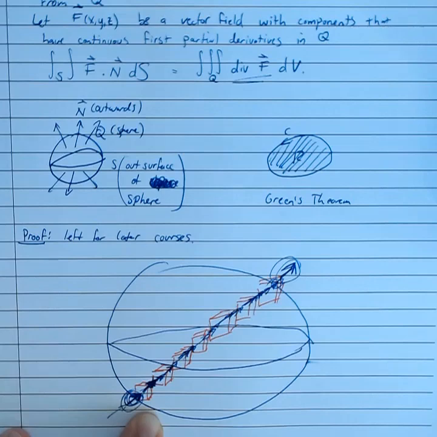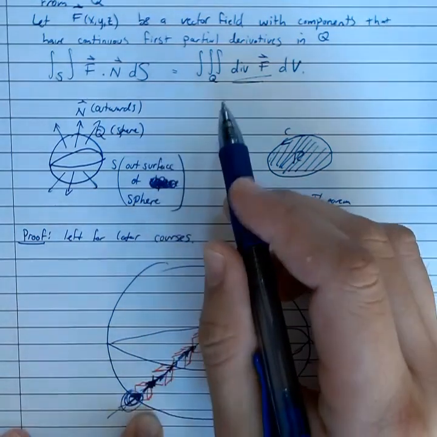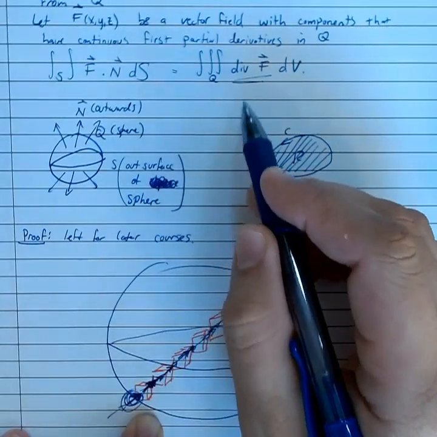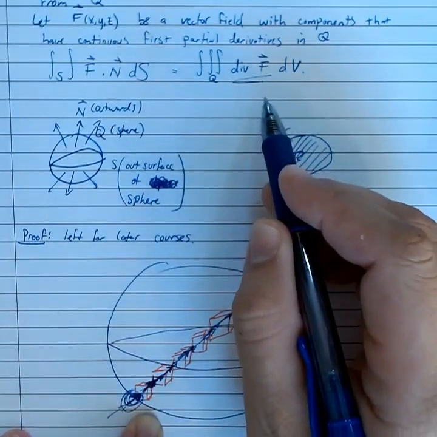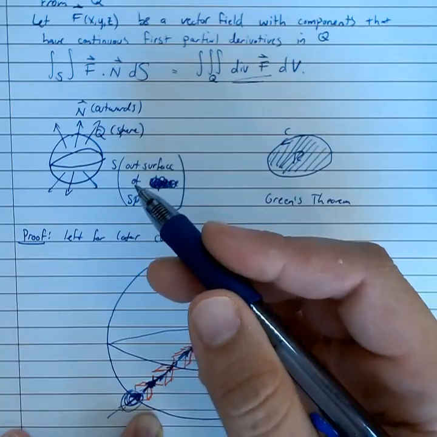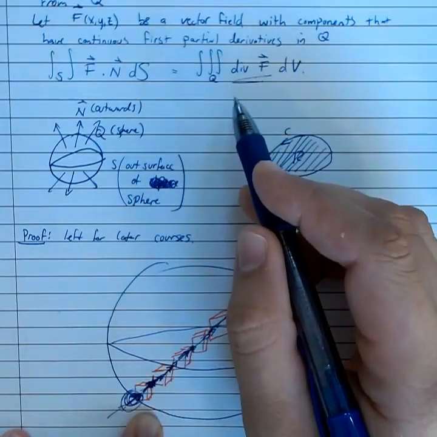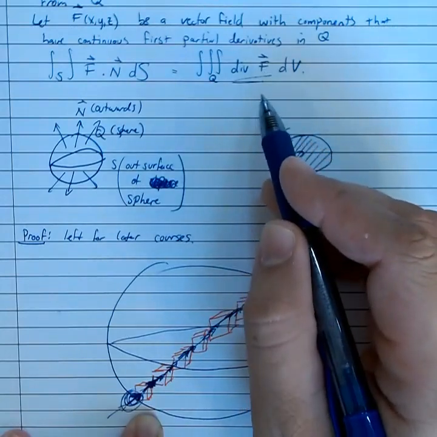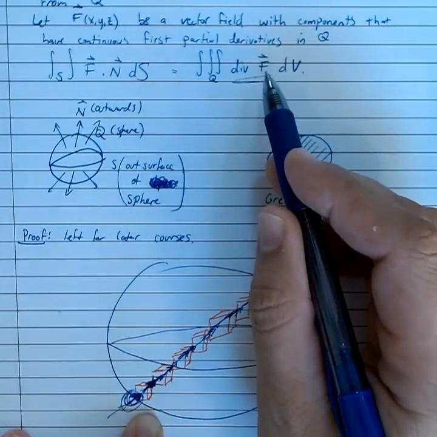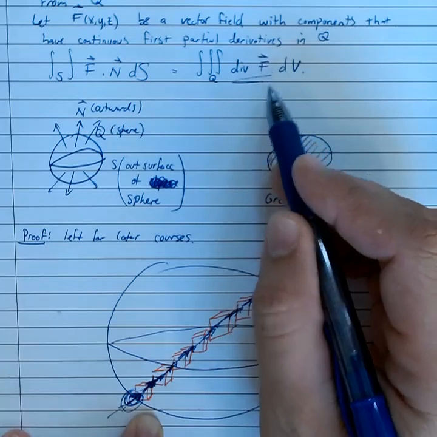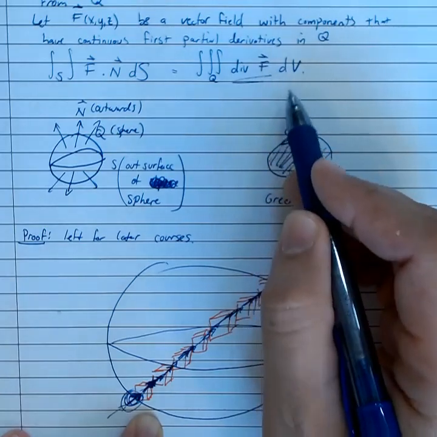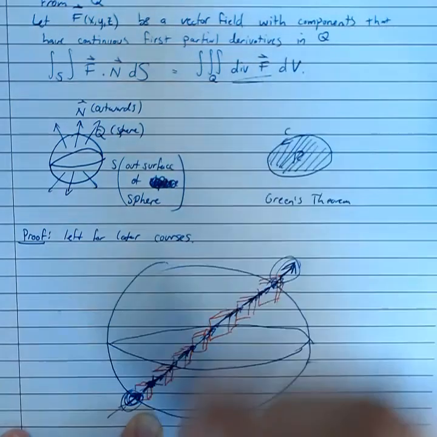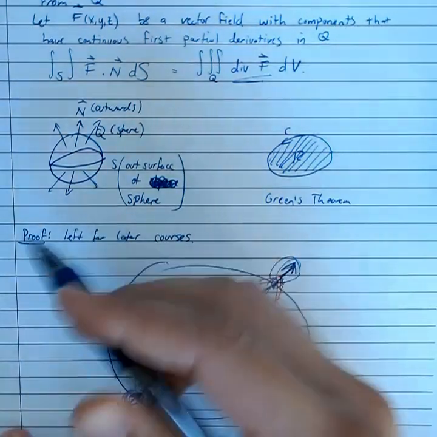Well, we know the divergence of F. It's just the differential operator del dot F. Oh yeah, that's the notation. But what is it? Well, it's the partial with respect to x of the first component of F, plus the partial with respect to y of the second component of F, plus the partial with respect to z of the third component of F. Okay, well, that's how we compute it.